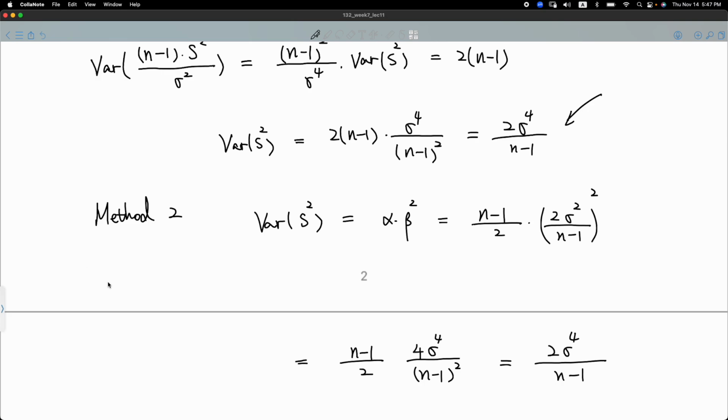And method 2 is that we know that S squared is following a gamma distribution with n minus 1 over 2 and 2 sigma squared over n minus 1. So if we know this result, then we can directly apply the variance formula to get the variance of S squared. But either way, you get the same result. The variance of S squared is equal to 2 times sigma raised to the power 4 over n minus 1. So here I'm just providing two methods for calculating the variance of S squared. Any questions or comments?